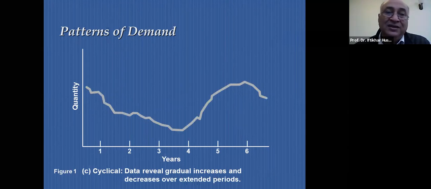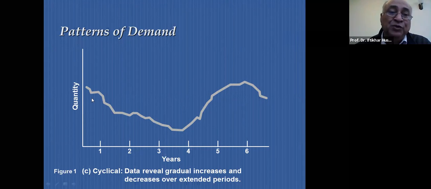Then we have the cyclical demand pattern. In the cyclical, basically, it is spread over years, and the duration of variation is not fixed. Unlike the seasonal demand, where we know it varies according to the season, and the season remains for a certain period. Like summer is for 3 or 4 months, so there will be high demand. And in the winter, again the period exists for 3 or 4 months, so there is low demand. But in the cyclical, this period varies, and it is not known.